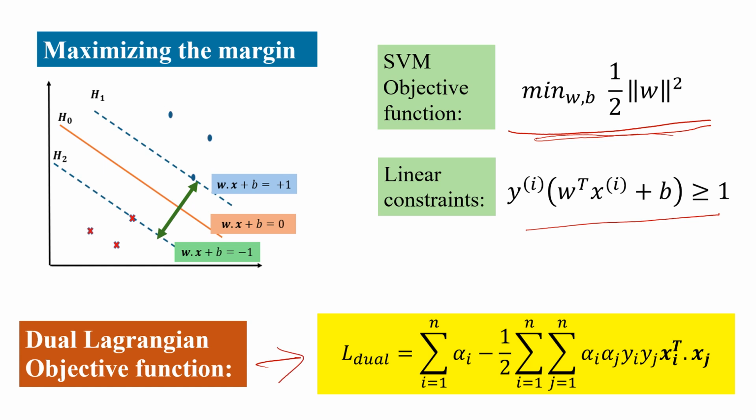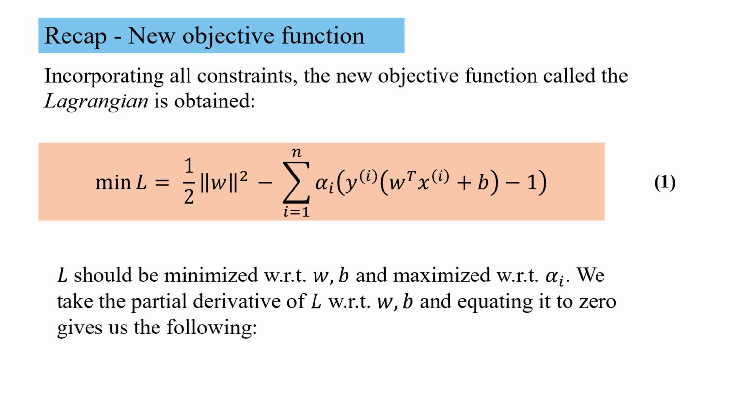We investigate slightly further. For the recap, we write the Lagrangian using our optimization objective function of half mod w squared and alpha i, which are the Lagrange multipliers, one each for our constraints. And we see that L should be minimized with respect to w, b and maximized with respect to alpha i. Now, we take the partial derivative of L with respect to w, b.